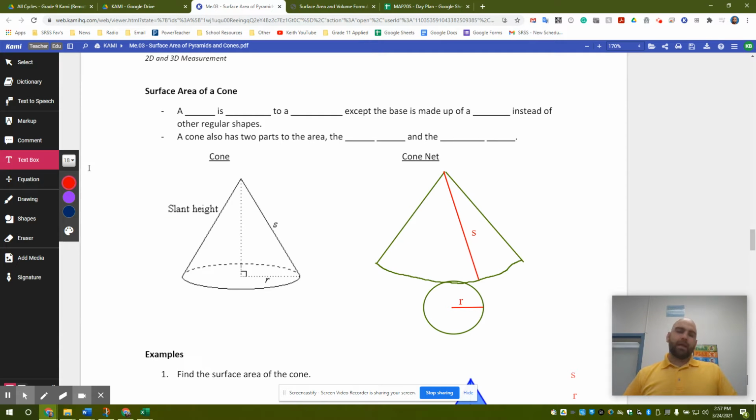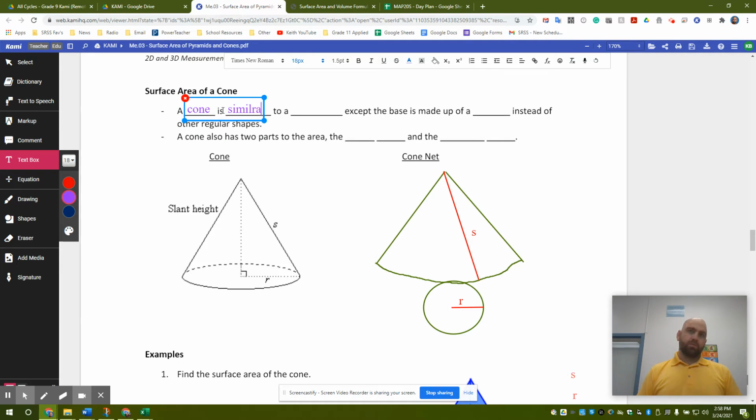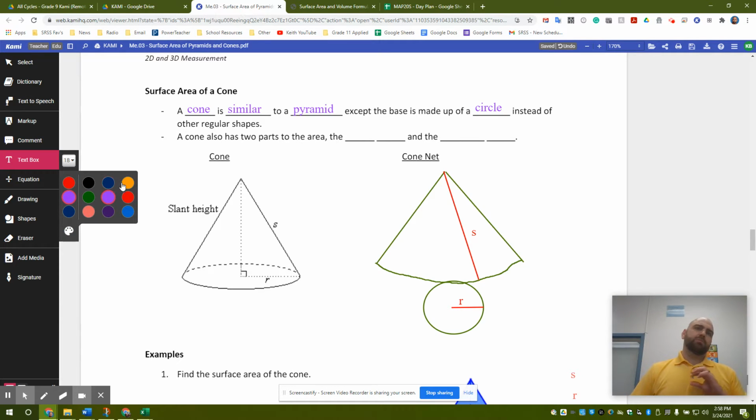So now we're going to take a look at surface area of a cone. A cone is similar to a pyramid, except that the base is made up of a circle. So that kind of changes things a little bit, but we're still going to use a very similar aspect to solve for the surface area of a cone.